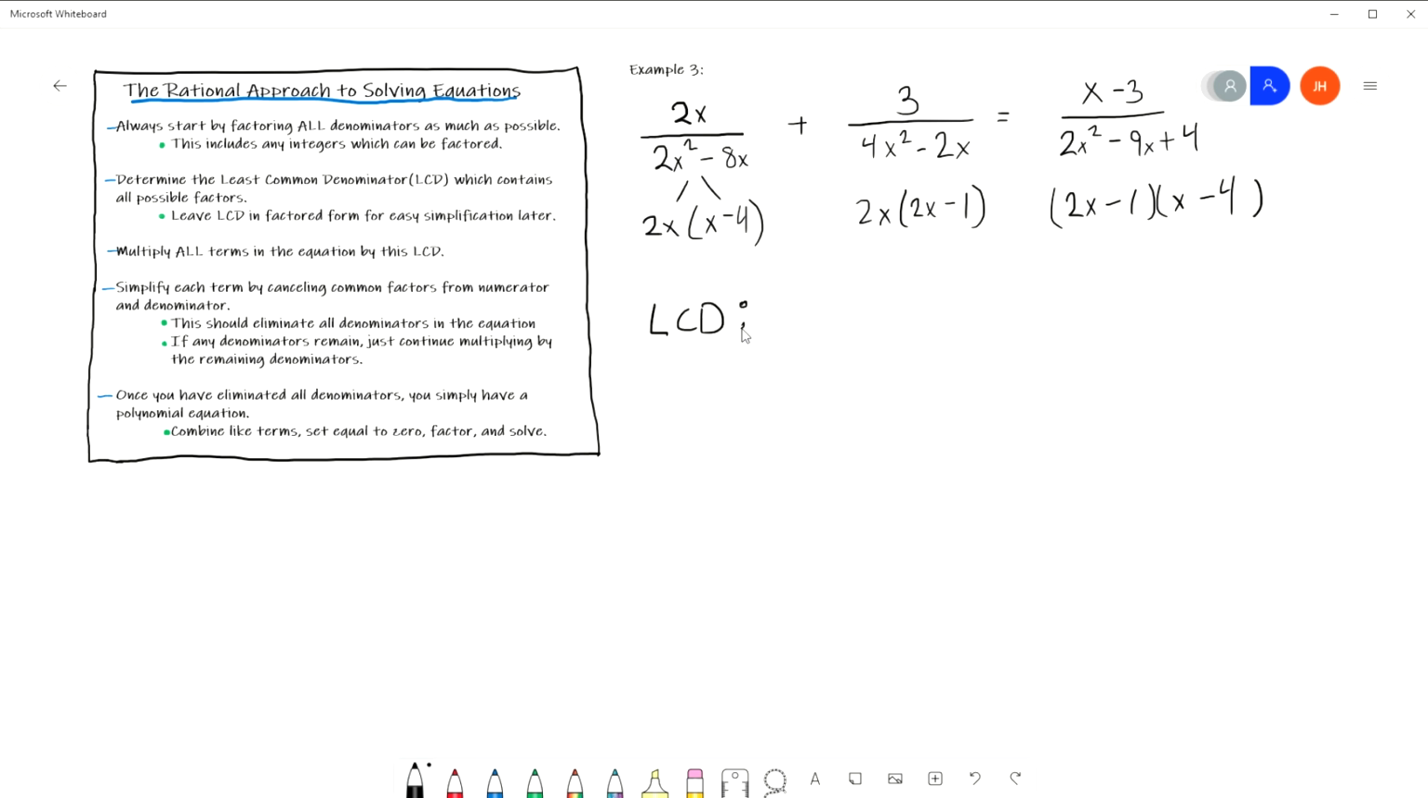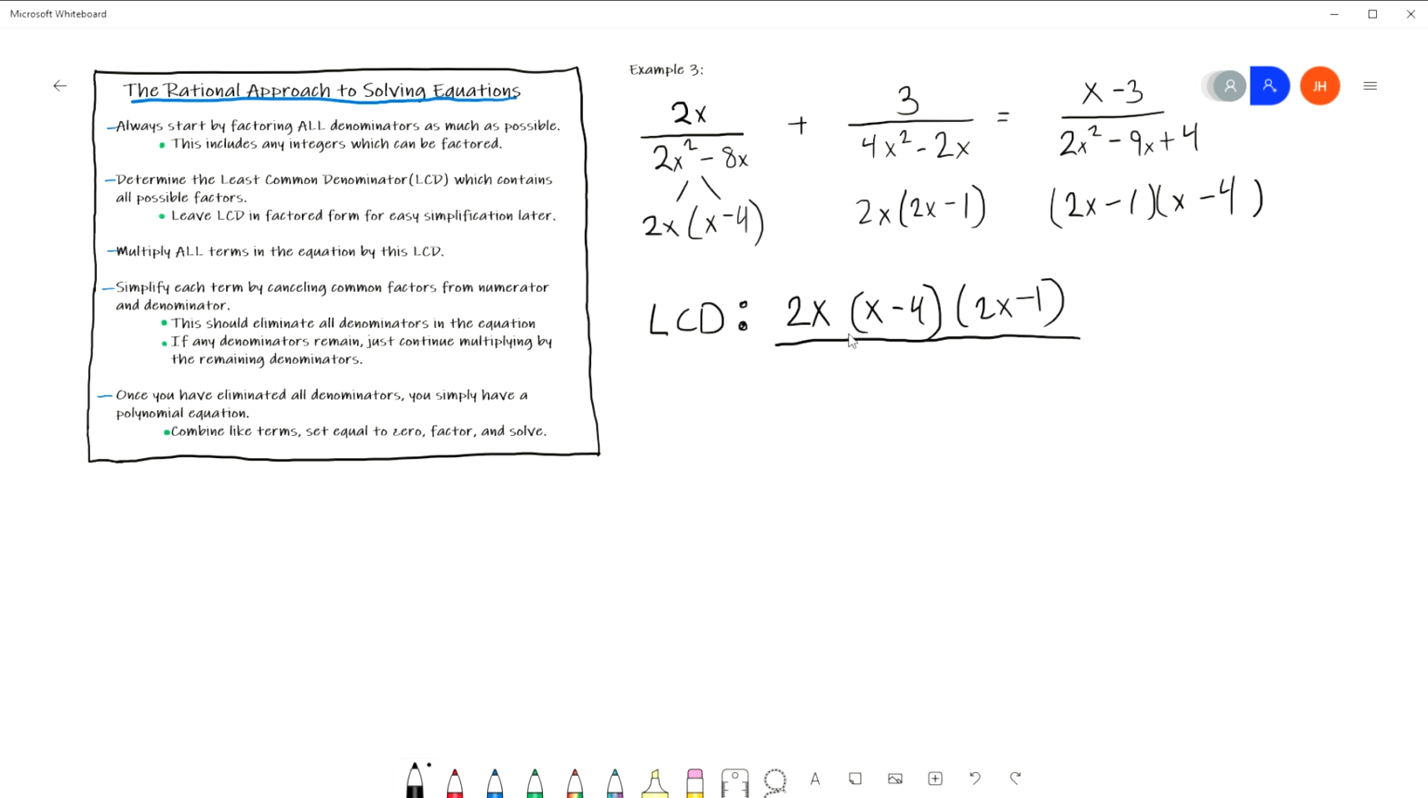Okay, I want a factor of 2x, right? And I want a factor of x minus 4. I want a factor of 2x, but I already have it. And I want a factor of 2x minus 1. I want a factor of 2x minus 1, which I already have, and a factor of x minus 4, which I already have. Excellent. So this is my least common denominator. So what we're going to do now is multiply this to all of the terms. All of them. But you know what's hella nice, guys? You don't actually need to show all that work, right? You don't really need to show that.